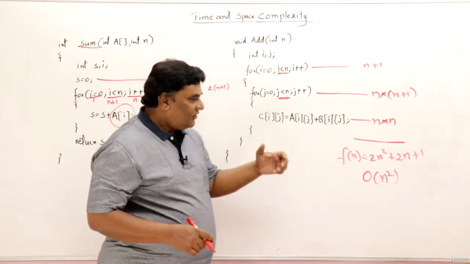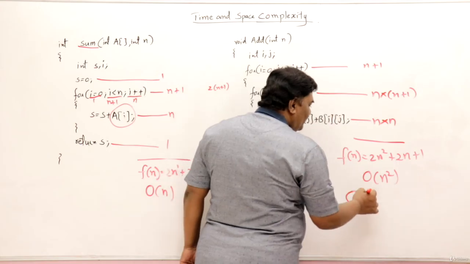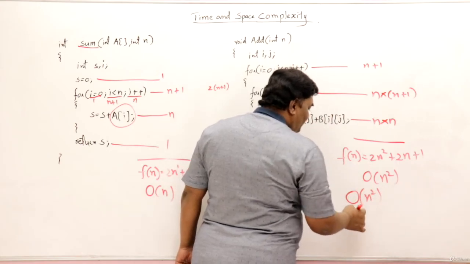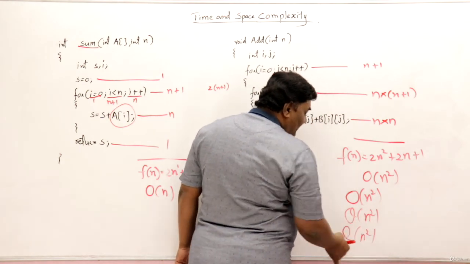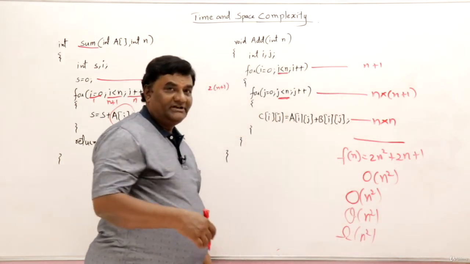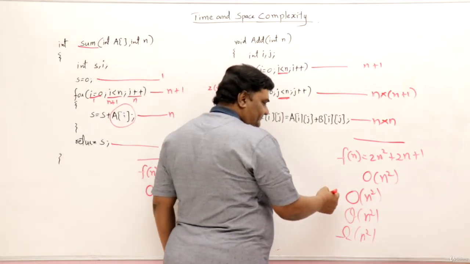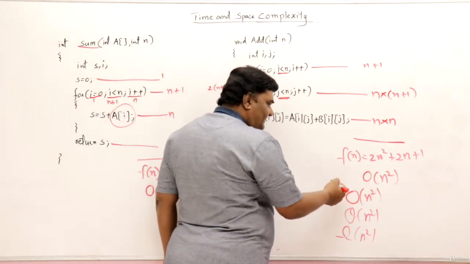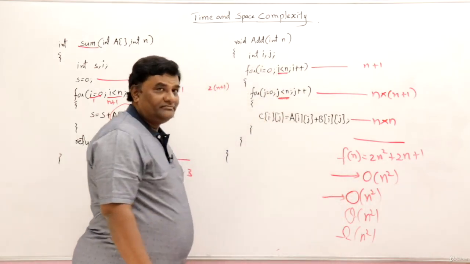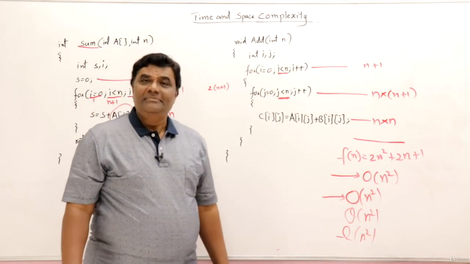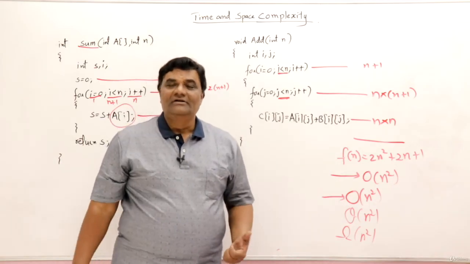Now I am calling it order of. If you are interested you can say big O of n square, or theta of n square and omega of n square. But when to use these, we will be learning at the end of the course, as I said. By that time you can even call it order of, or you can use big O. Instead of order you can say big O, right? But in my videos I'll be calling it order of every time.